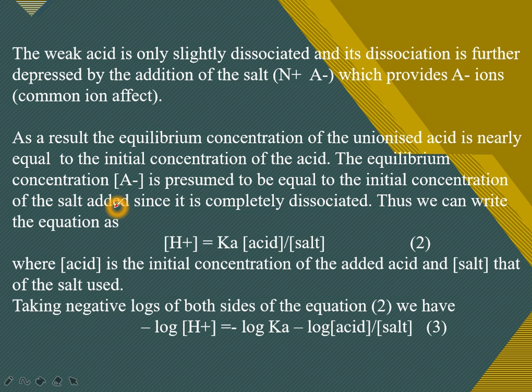Since the salt is completely dissociated, we can write the equation as the concentration of H+ is equal to Ka times the concentration of acid divided by the concentration of salt, where the concentration of acid is the initial concentration of the added acid and the concentration of salt is that of the salt used. If we take the negative logarithm, we get negative log of H+ is equal to negative log of Ka minus log of the concentration of acid divided by the concentration of salt.